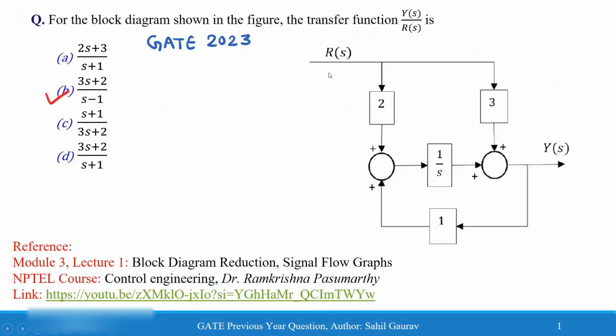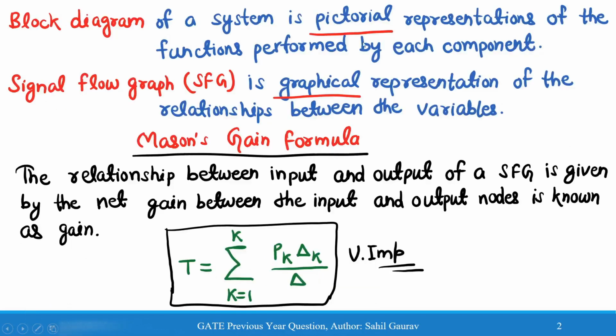And in this question, we are given the pictorial representation. From the signal flow graph, we can find the transfer function or the gain using Mason's formula. The relationship between the input and output of an SFG, the net gain between the input and output nodes, is known as gain. So this is the transfer function. Mason's expression for the transfer function or gain of the system is the summation from k equal to 1 to K of Pk delta k divided by delta, and this expression is very important for finding the transfer function of a given block diagram.